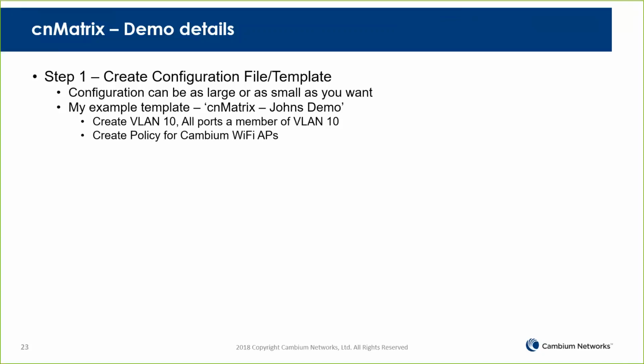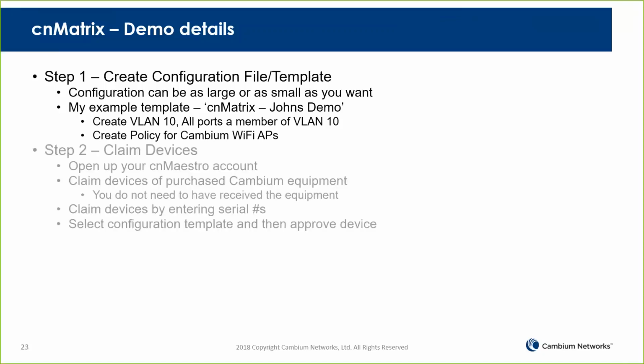I'm going to create VLAN 10, and I'm going to make all ports a member of VLAN 10, a static configuration. But in that template, I'm also going to create a policy, a PBA policy, policy-based automation. And this policy is going to be for Cambium Wi-Fi access points. I'll talk more about what that policy handles in a minute.